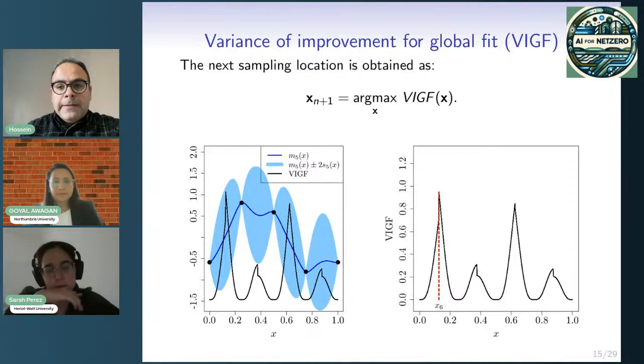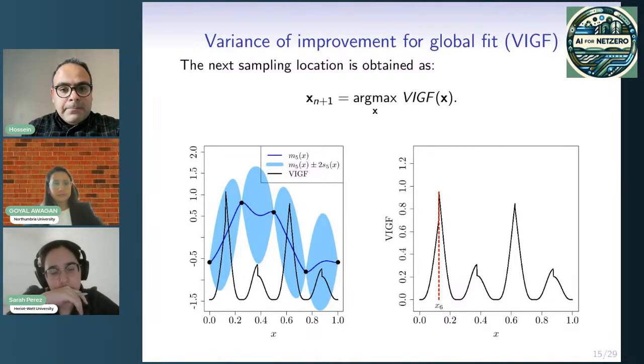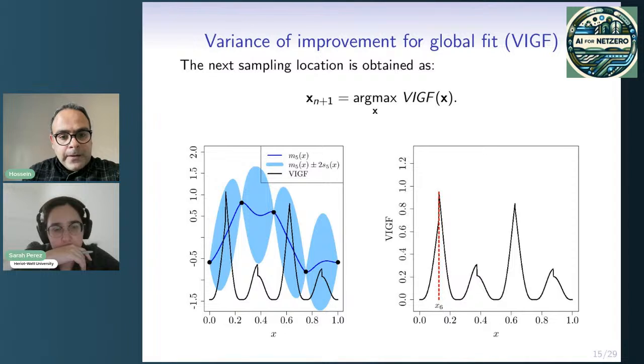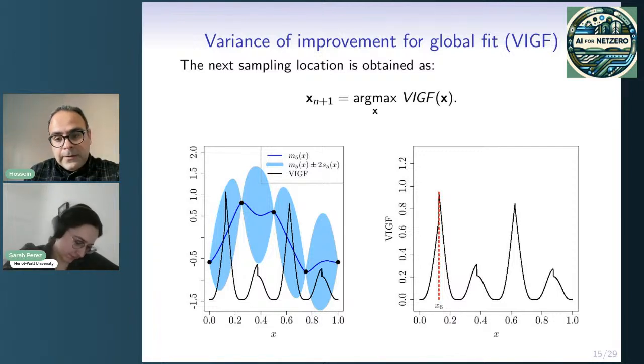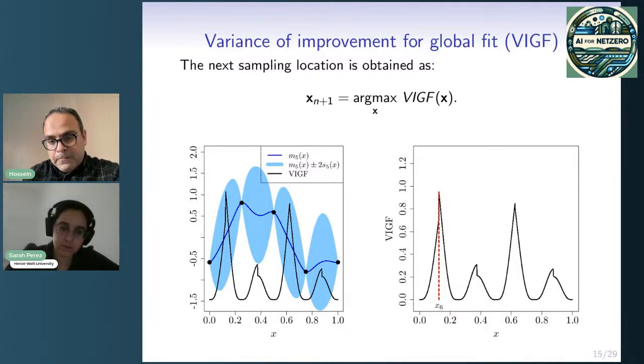Let's say we already have n samples. The next sampling location, denoted by x n plus 1, is obtained by maximizing VIGF. In this case, we have 5 sample points, and we have fitted our Gaussian process to this data. We can construct our VIGF, which is this shape, and we take the 6th sample where it is maximum. It's here. So the next sampling point would be here, and maybe in this picture you can see it better. I have plotted VIGF in a different picture, and the maximum is here.